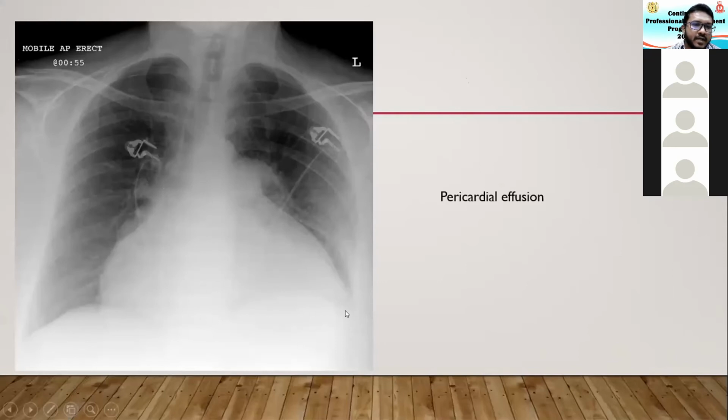If you have a very enlarged heart, either it could be a pericardial effusion or a cardiomegaly, and then you look at the cardiac outline. If it is very sharp and clear, then you would have to suspect a pericardial effusion, and you might need to call for an echo and see what's happening with the patient.